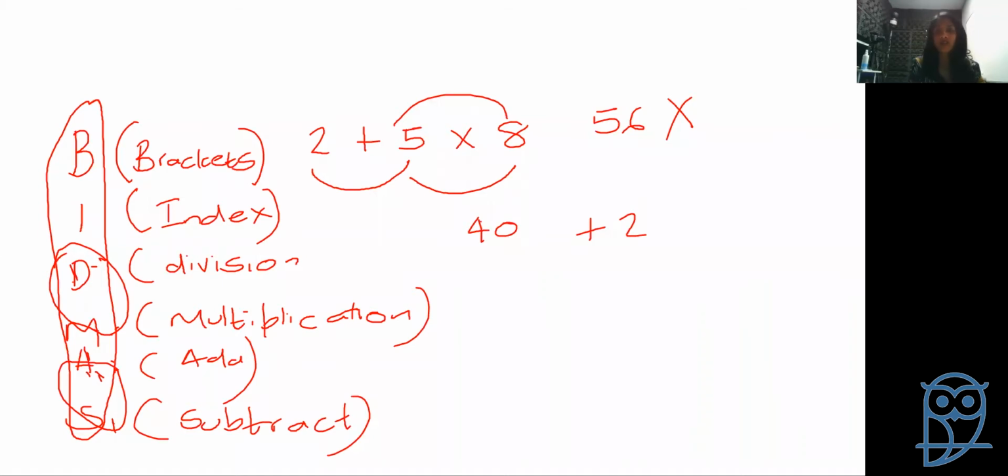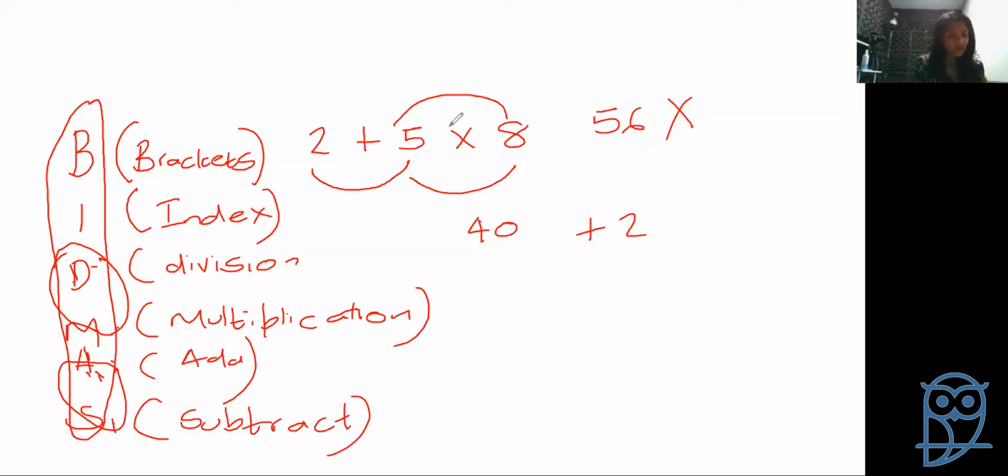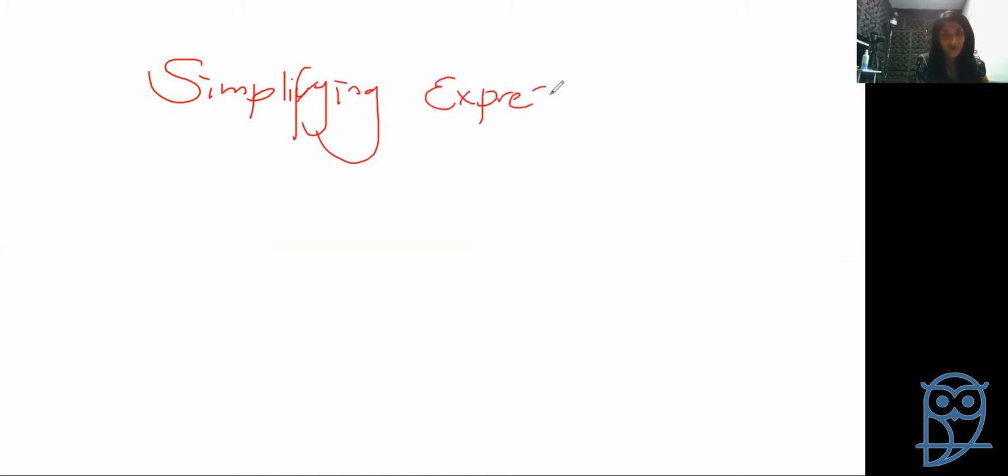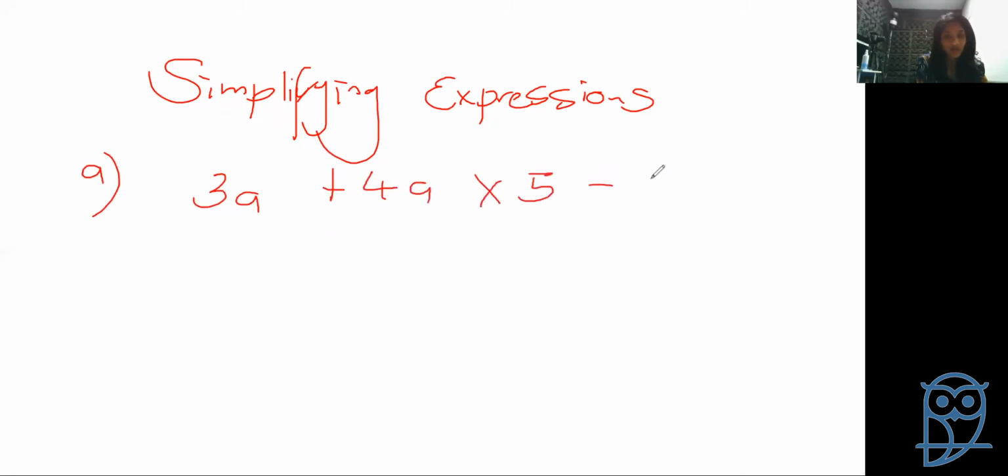So I'm going to clear the screen now. The order in which we work out an expression applies when working with algebraic expressions, for example when we're simplifying expressions. If I say 3a plus 4a times 5 minus 2a, where do I start first?